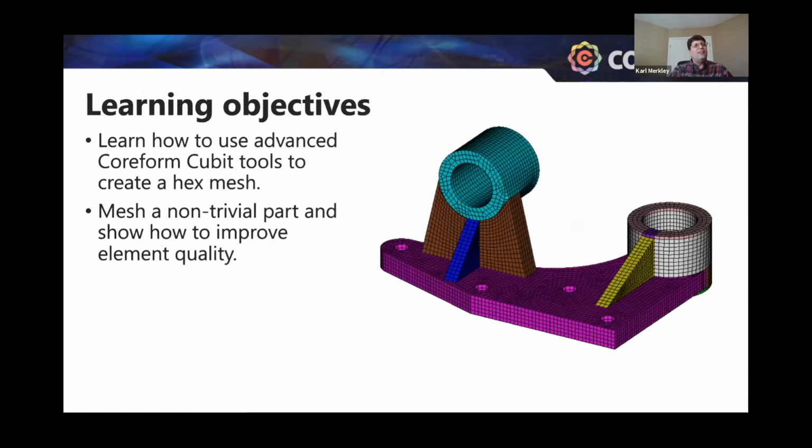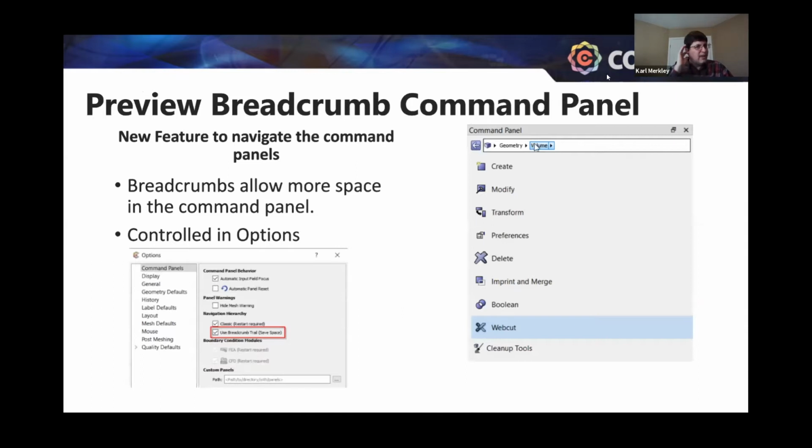So what I'd like to do today is walk through using Coreform Cubit for a part that is non-trivial. This will take a little bit of effort, and we'll go ahead and use some of the tools in Cubit. One of the things that I will start using is what we call this breadcrumb navigation panel. This is a new look for Cubit. You can go into the options panel, turn on this breadcrumb trail, and it changes from the traditional big icons into this trail of breadcrumbs. We'll see that as I go through and use this.